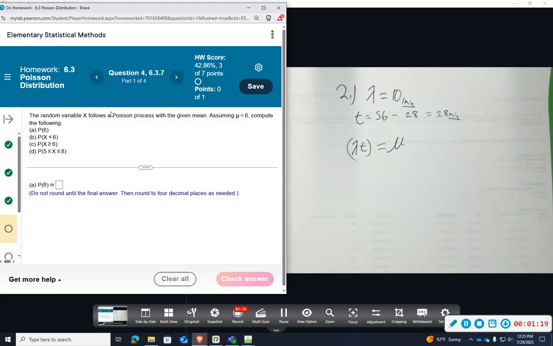So this one has 4 parts. We're going to find the probability of the Poisson process. So it says assume that the mean is 6. So they're saying that we already got the lambda, we already got the t, we've multiplied them together. We're getting a mean of 6, and we're going to compute the following. So if you have a mean of 6, what's the probability that you have 6 successes, less than 6 successes, greater than or equal to 6, or between 5 and 8?